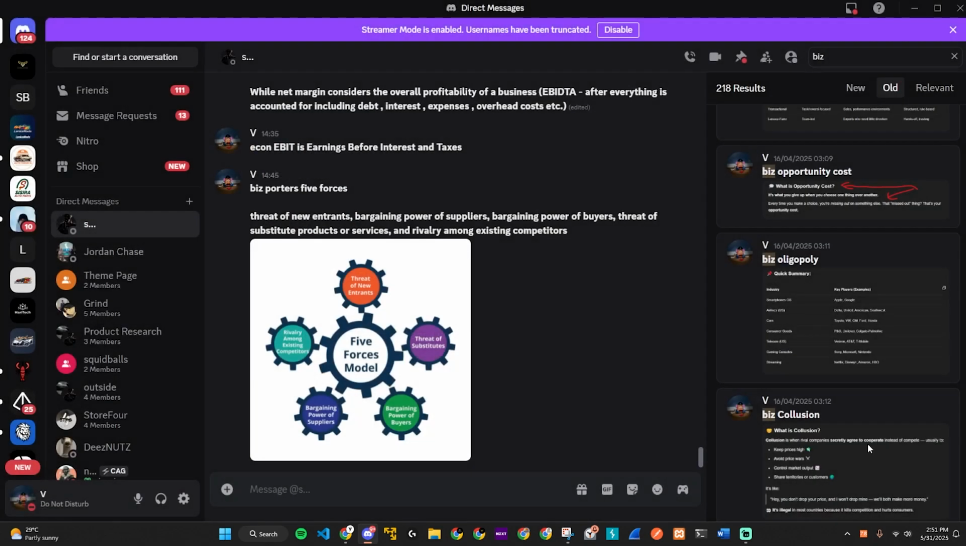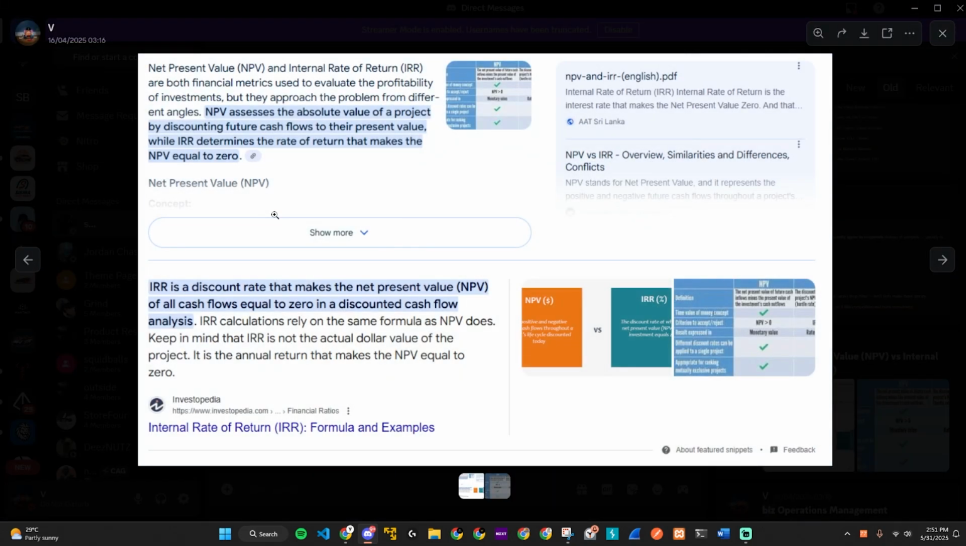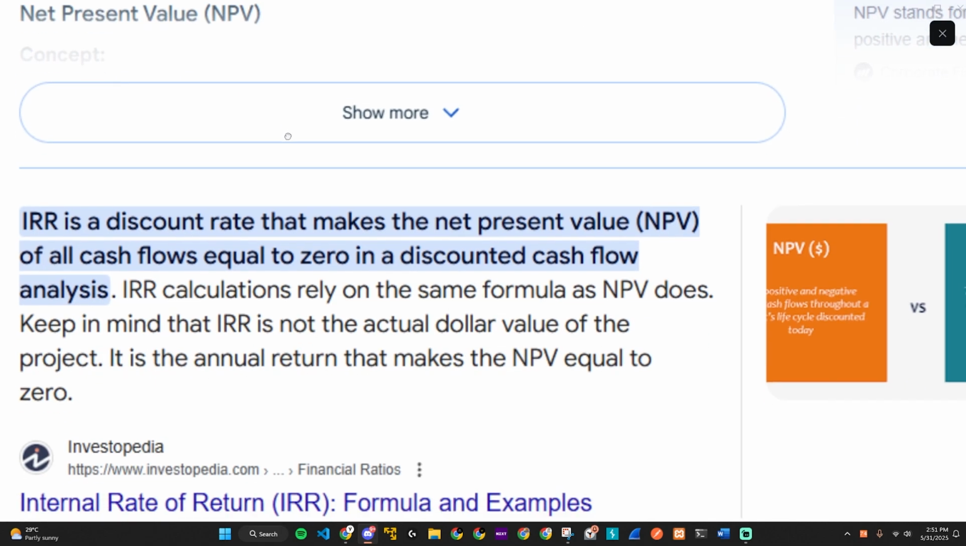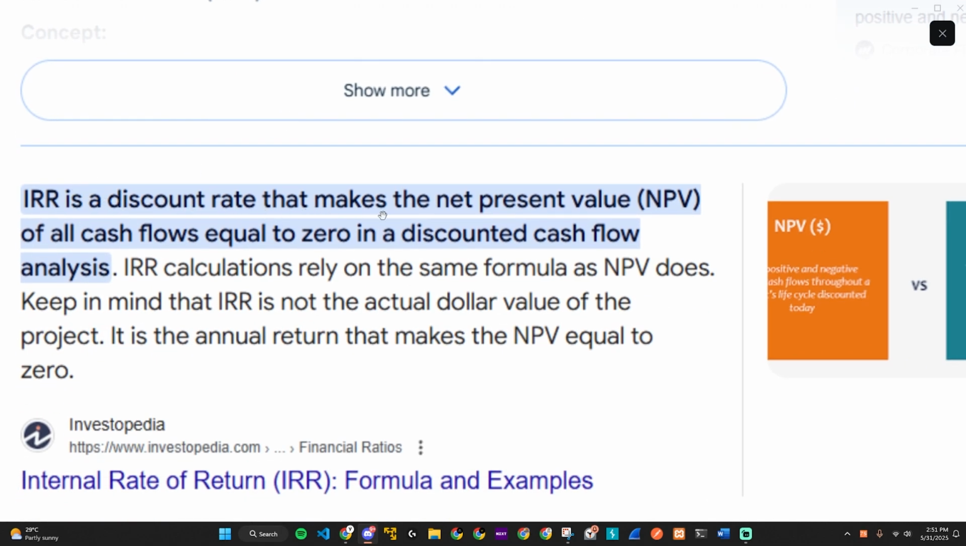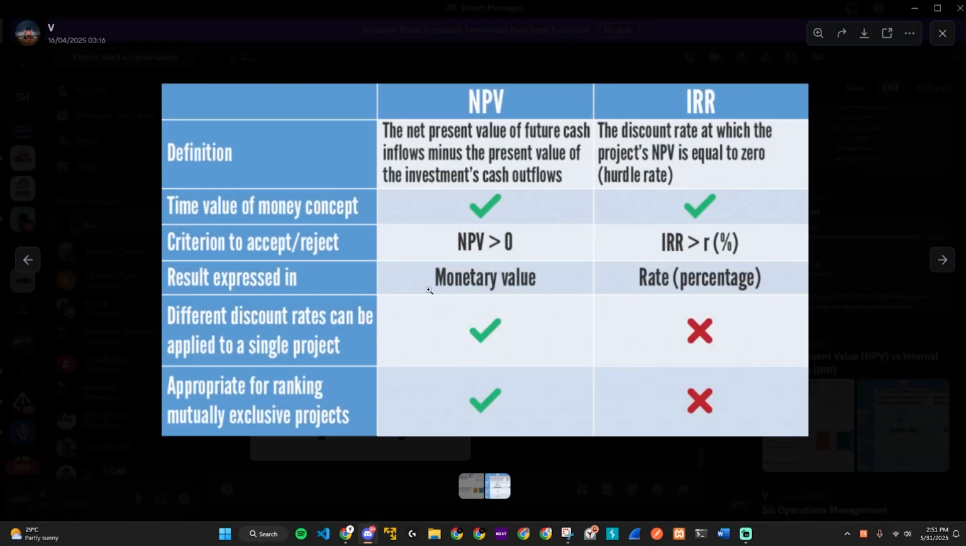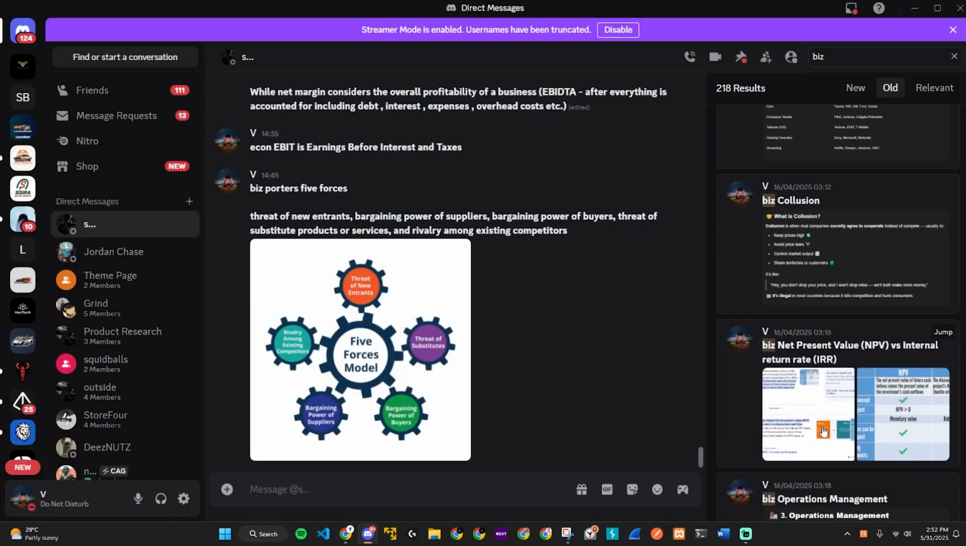So as you can see, net present value is the absolute value of a project, discounting future cash flows to their present value, while the internal rate of return determines the rate of return that makes the NPV equal to 0. IRR is the discount rate that makes the net present value of all cash flows equal to 0 in a discounted cash flow analysis, right? So let me show you guys this. As you can see, net present value and the internal rate of return, right? This is to understand how much money I can get back from this project.